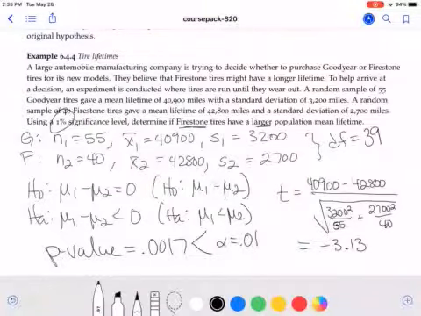This would lead us to the conclusion that we will reject our null, and then we want to say that we have significant evidence of our alternative. So we do have significant evidence that if we looked at the entire population, the population mean lifetime of the Firestone tires is larger than for the Goodyear tires.